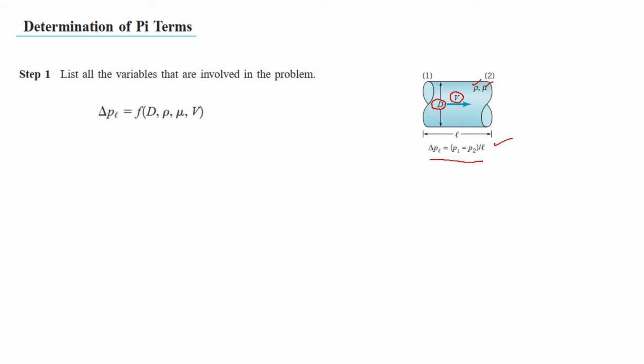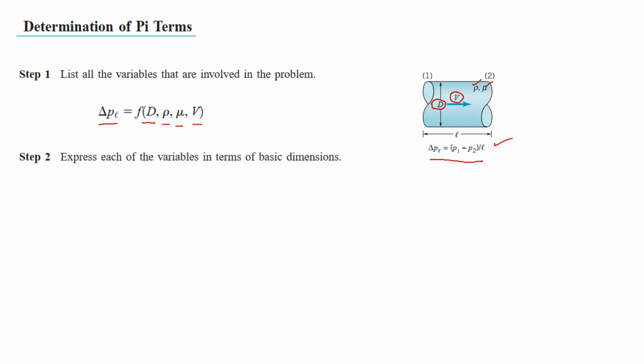So now let's go through the steps through which we will be able to find our pi terms, and we will continue with the same example in which we are going to see a pressure drop in a pipe. The independent variables are the pipe diameter, the velocity of the fluid, the density, and the viscosity of the fluid, and the dependent variable is the pressure drop per unit length. So step 1 is to list all the variables that are involved in the problem, and as we already know, these are our variables: the pressure drop per unit length, the diameter of the pipe, density, viscosity, and the velocity. These are the variables involved in this problem.